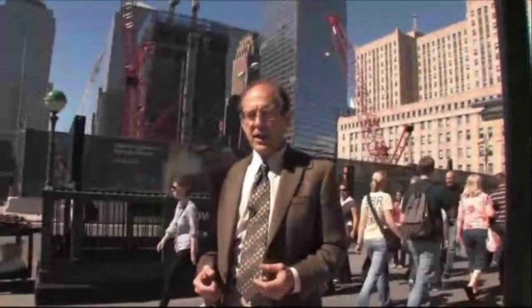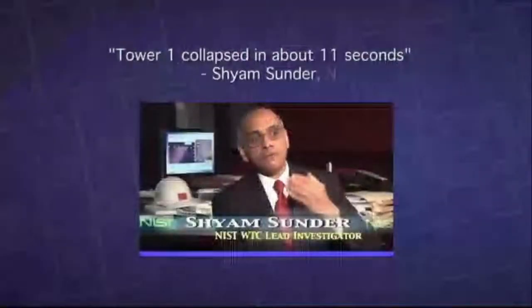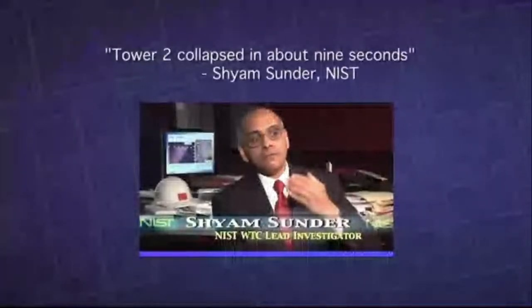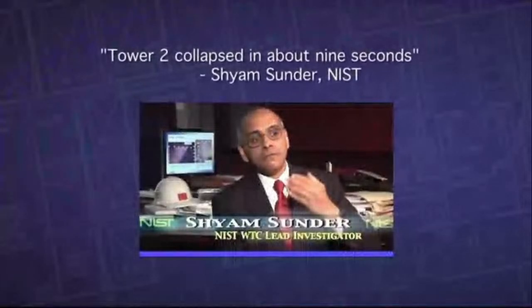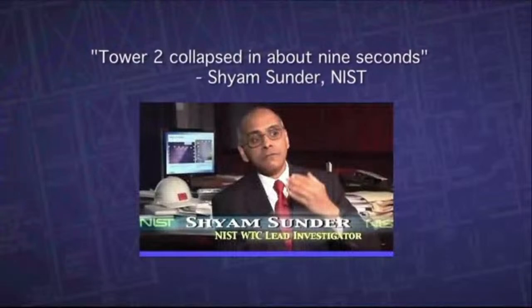NIST, the National Institute of Standards and Technology, acknowledges that the towers came down at essentially free-fall acceleration. What are the implications of that admission? The measurements have indicated that Tower 1 collapsed in about 11 seconds and Tower 2 collapsed in about 9 seconds. This is essentially the rate at which free fall would happen.